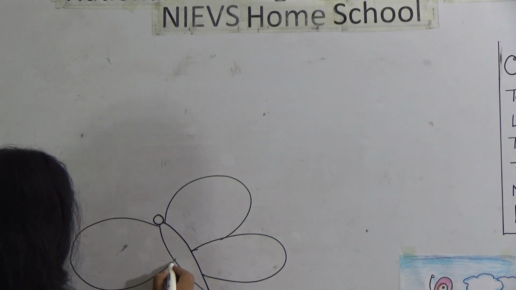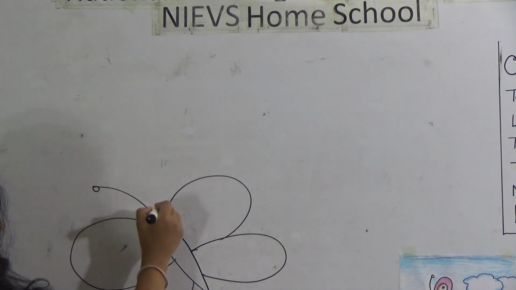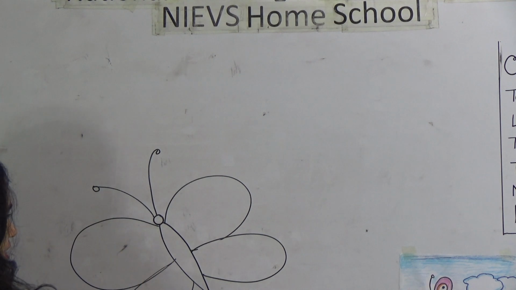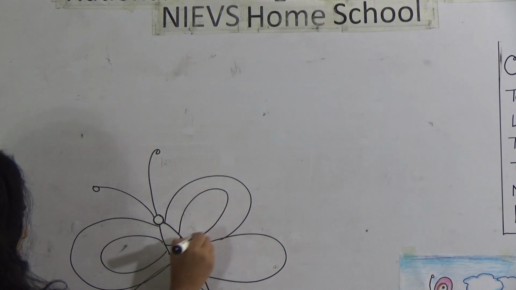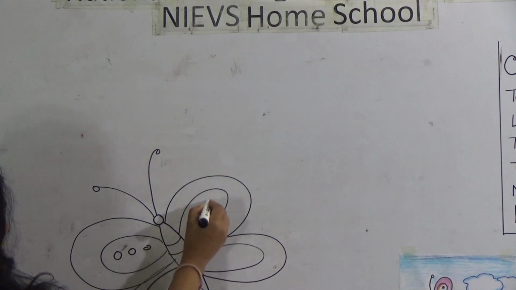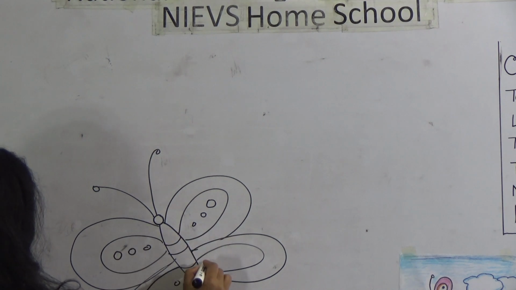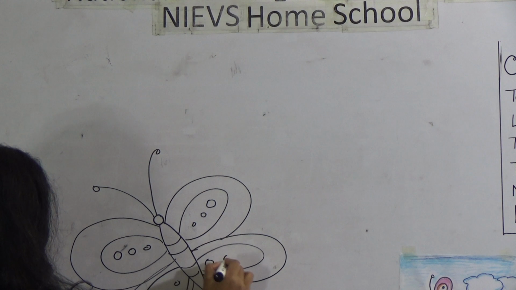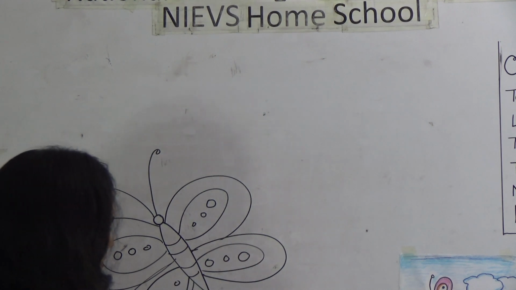Your letter B, and draw again the letter and give this type of line, and give here some curved lines for decoration, and give here another line, and give here the tiny circle. Okay, and you can draw another butterfly.